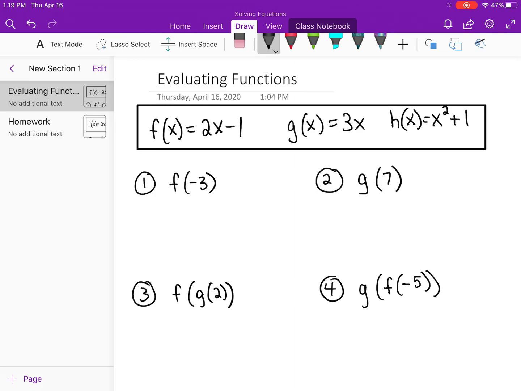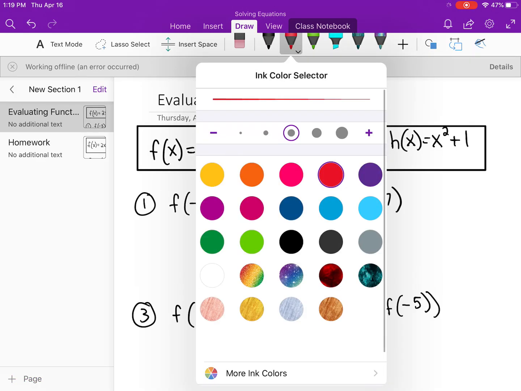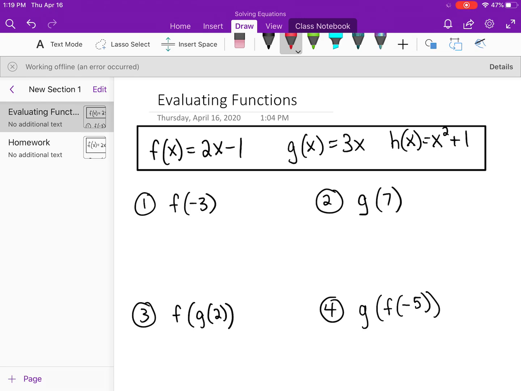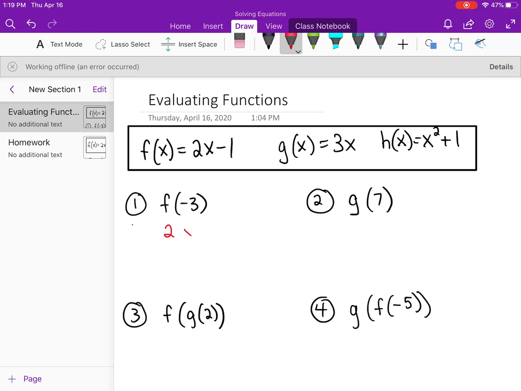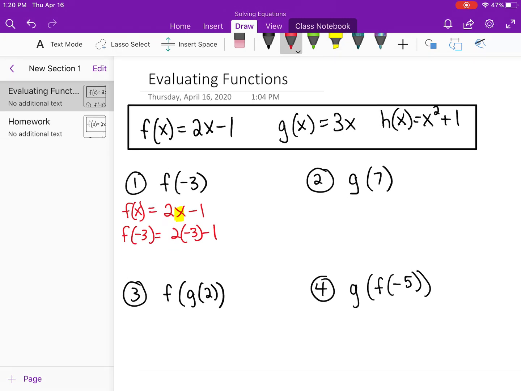So number one just says f of -3. So we're going to evaluate this. I'm going to take the -3 and put that in for f of x. F of x is 2x minus 1. I'm going to write that down. So that means f of -3 would be 2 times -3 minus 1. We just take out the x, even highlight that for you, take out this x, and you're going to replace it with the -3. And then we just work that out.